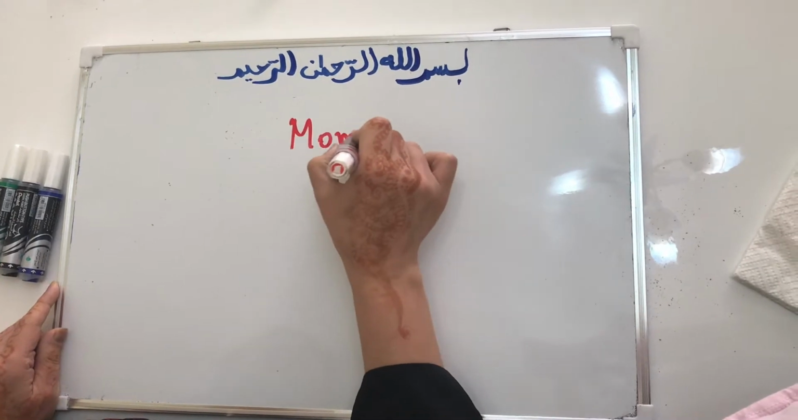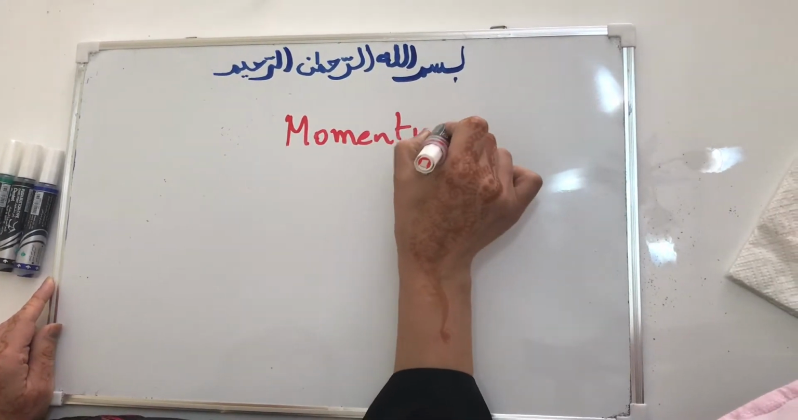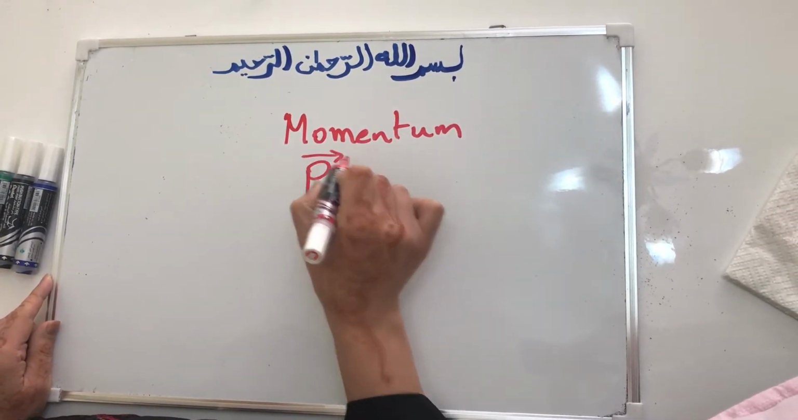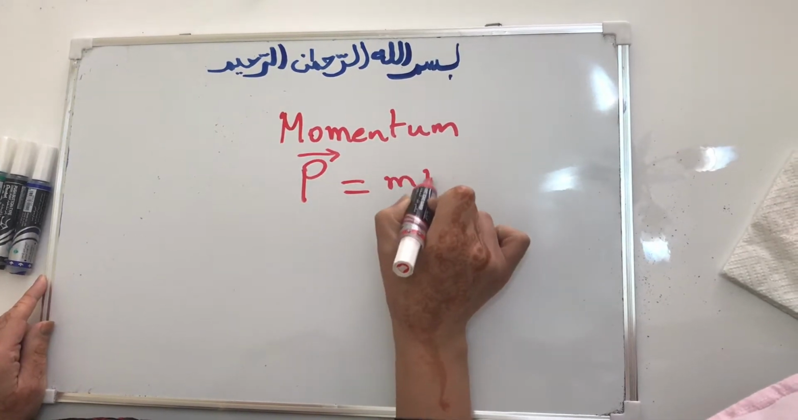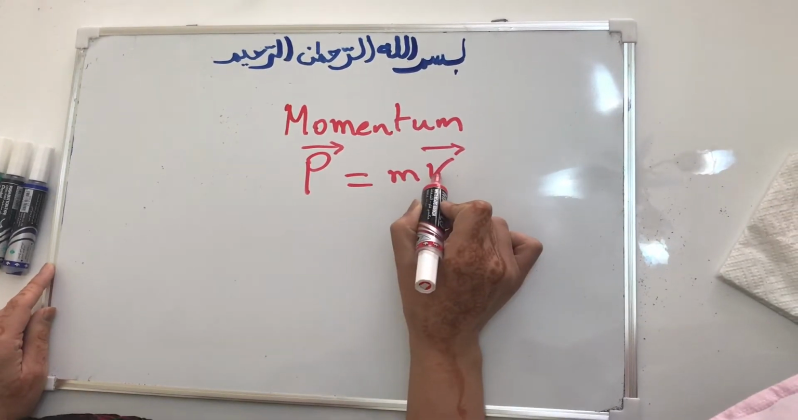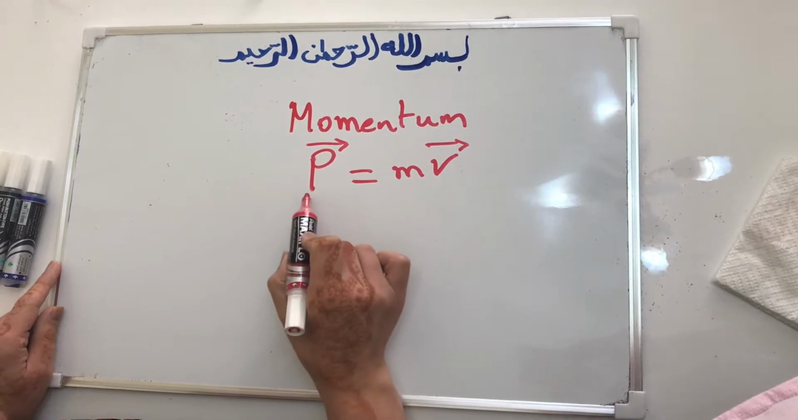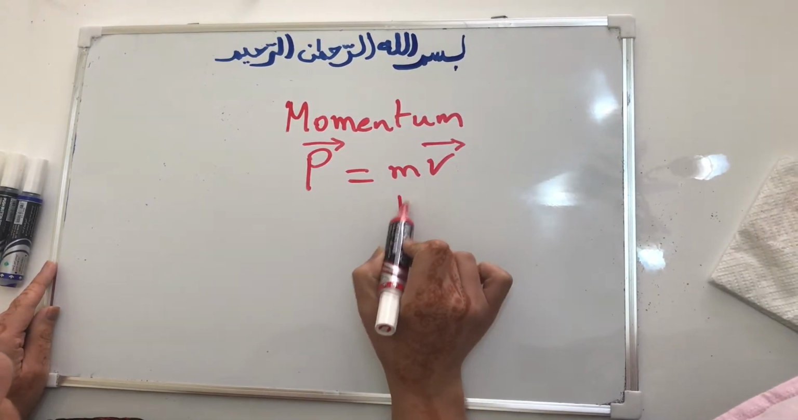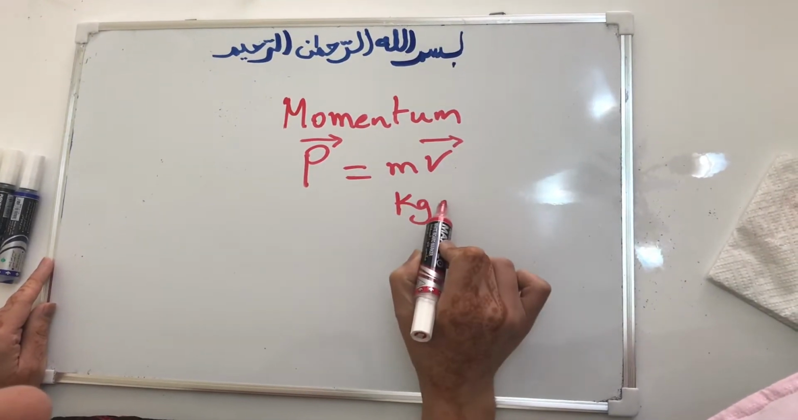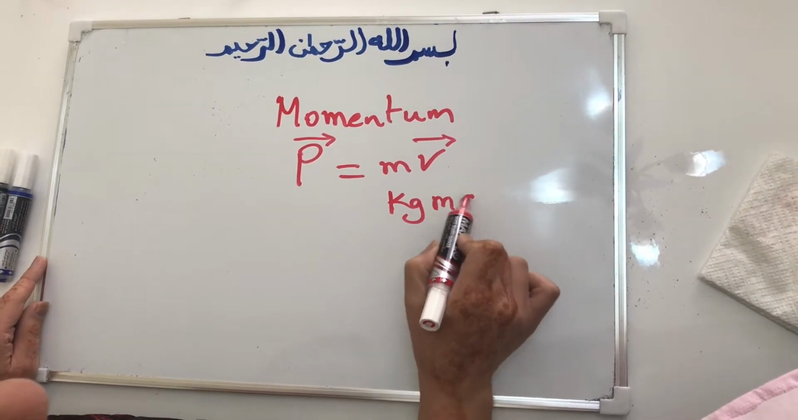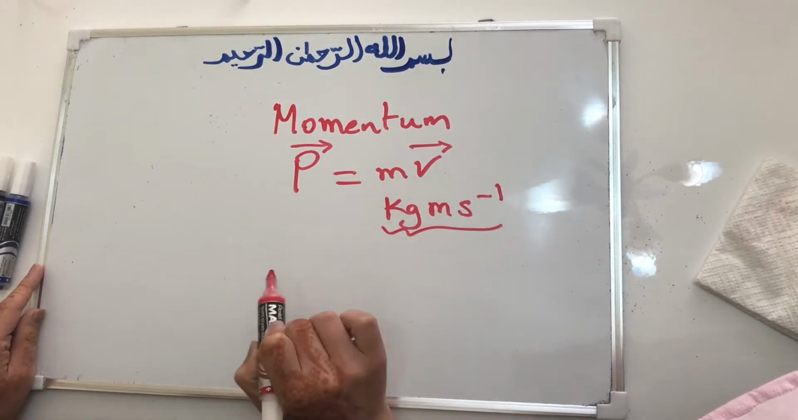Momentum is a vector value. We use the letter P. P equals mv, where m is the mass and v is the velocity. So what is the unit for momentum? The mass is in kilograms and the velocity is in meters per second. So this is the unit of momentum.